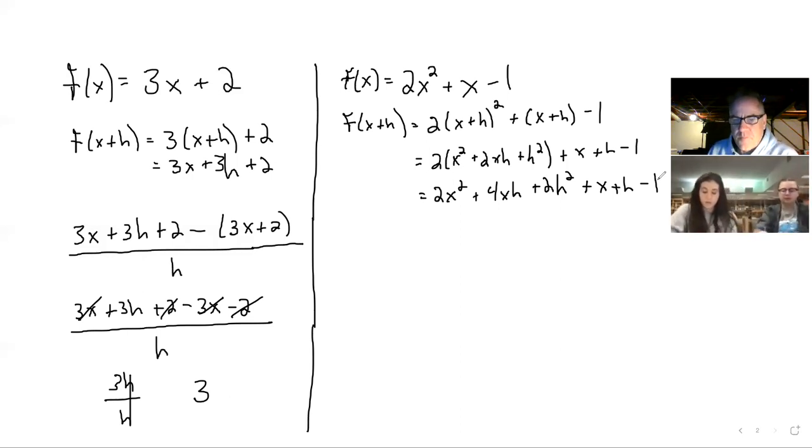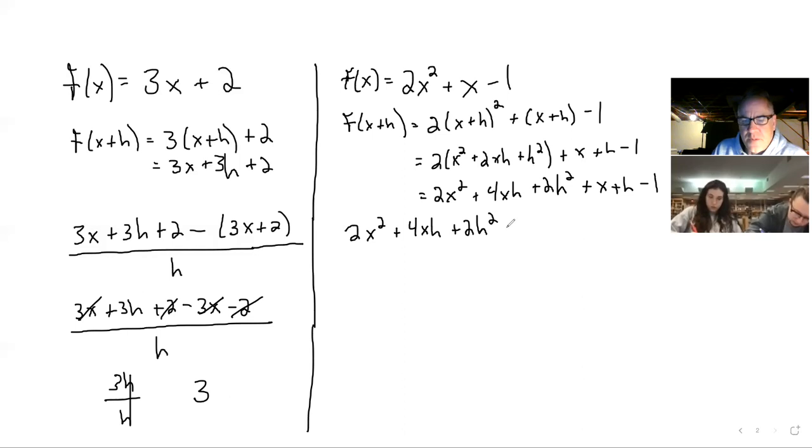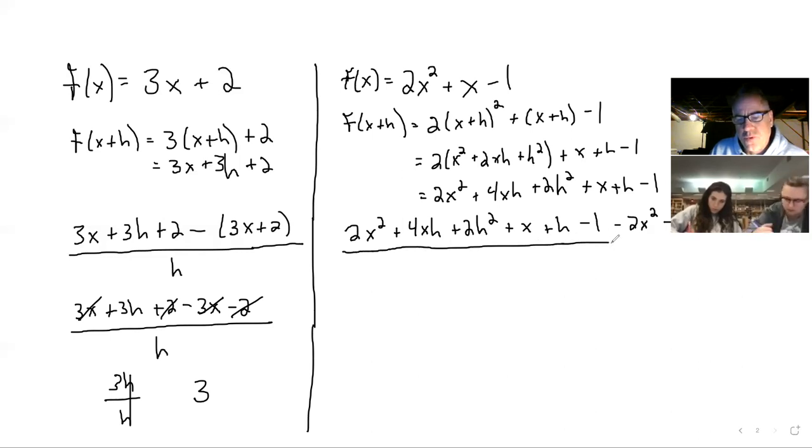So that's it. So putting it now in the difference quotient, we'll have our f of x plus h. So all that again, 2x squared plus 4xh plus 2h squared plus x plus h minus 1. Now minus f of x. So here's f of x. This time, just to save a step, I'm going to go ahead and distribute that negative sign through here, which would be minus 2x squared minus x plus 1. And all this over h.